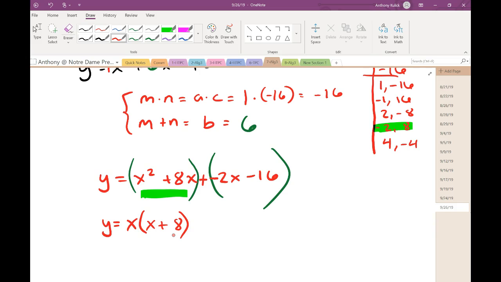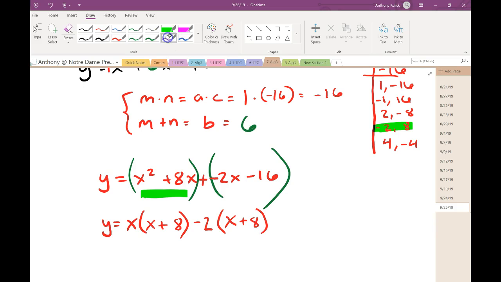Let's do the same thing to the second group. What's the greatest common factor between negative 2x and negative 16? Negative 2. It's important you make it negative 2 there and not just 2. So when I take negative 2 out, what does negative 2x become? X. And what does negative 16 become? Positive 8. Okay. Everybody feel so far so good?